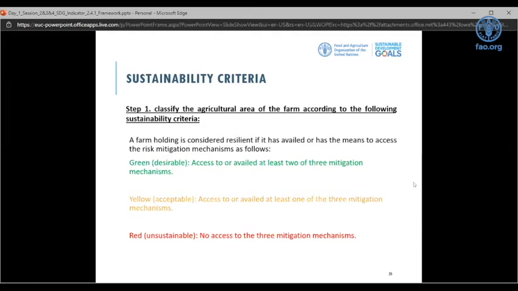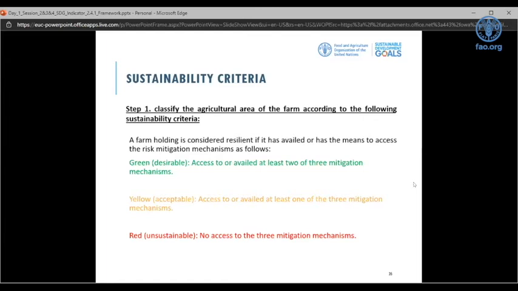So how then do we classify the agriculture holdings as green, desirable, yellow, acceptable, or red, unsustainable? It's fairly straightforward. If the holding has access to or availed at least two of the three mitigation mechanisms, so if it has access to credit, yes, if it has access to insurance, yes, so if two are satisfied out of the three, then that holding will be classified as green. If the holding has access to one of the mitigation mechanisms out of the three, the holding will be classified as yellow or acceptable.